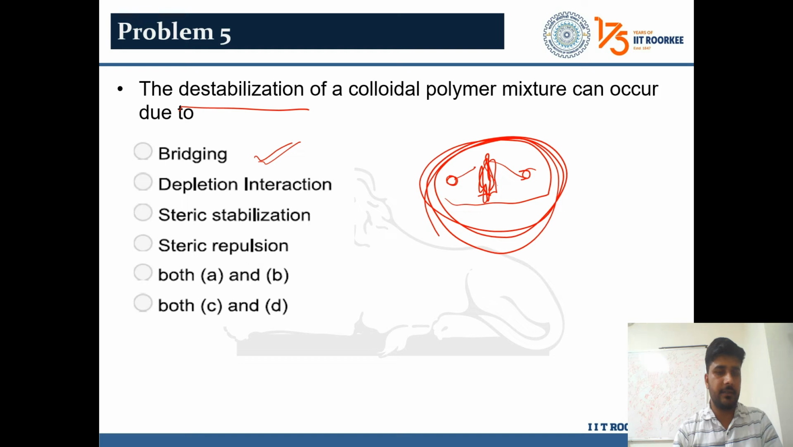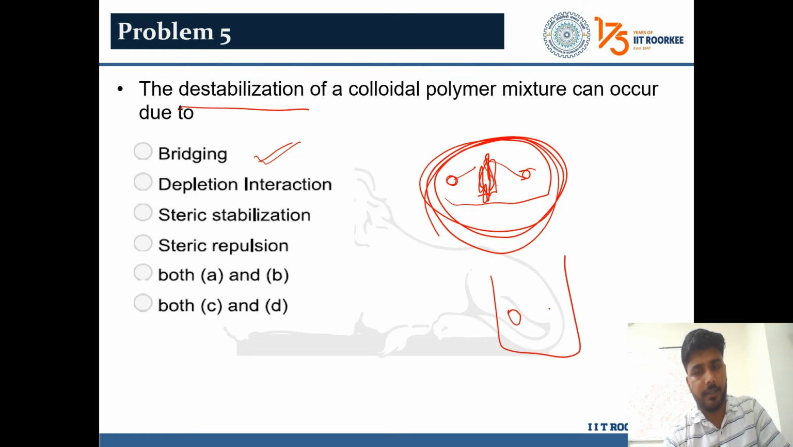Depletion interaction is also an example of destabilization because, let's say, this is the container and these are two particles. Depletion means that there is a very small distance between them. Due to the osmotic pressure gradient, the particles come close to each other. Here pi is equal to 0 and here is some value of pi. So the osmotic pressure gradient arises and that's why the particles come close to each other. So that is also an example of destabilization.